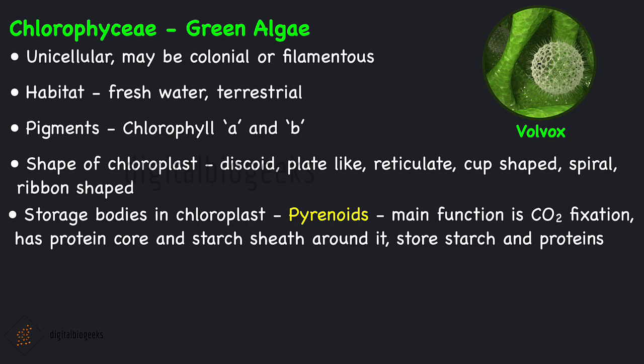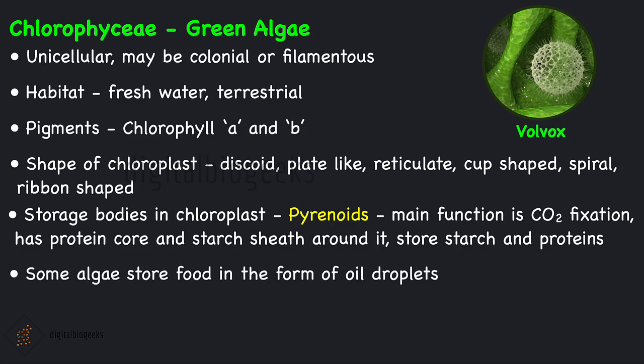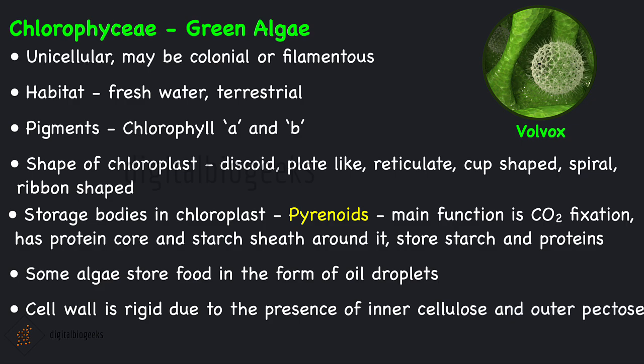This pyrenoid has a protein core and a starch sheath around it. They store starch and occasionally proteins. Some algae store their food in the form of oil droplets as well. Their cell wall is rigid due to the presence of inner cellulose and outer layer of pectose. Their cell wall is double layered. Inner layer is cellulose and outer layer is pectose. This rigid cell wall gives protection against mechanical and osmotic stress.